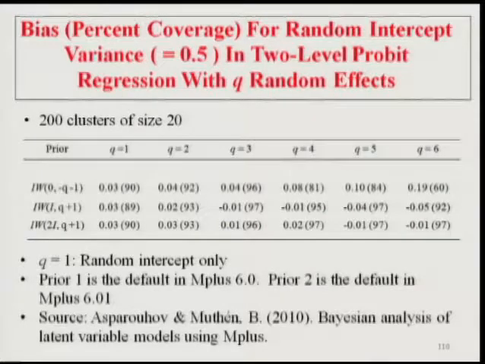And we have Q random slopes here. When we say Q equals 1 in this case, that implies that there's only a random intercept. And then when we have 2, we have random intercept and 1 slope, random intercept and 2 slopes, random intercept and 5 slopes. So that's how it works.